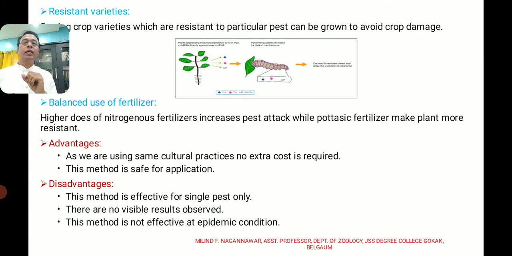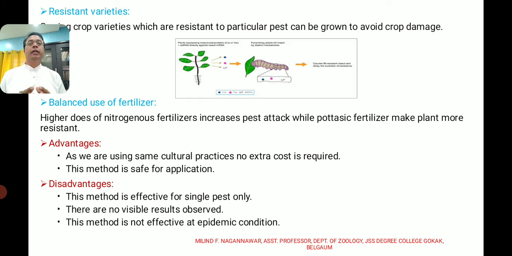Now what are the advantages and disadvantages here? We are using the same cultural practices, so no extra cost is required here. The farmer is using the same practices with timely operations. Is it clear? So there is no extra cost. This method is safe for application. There are no side effects.